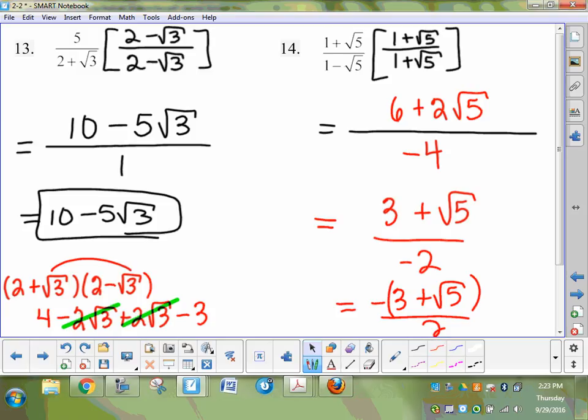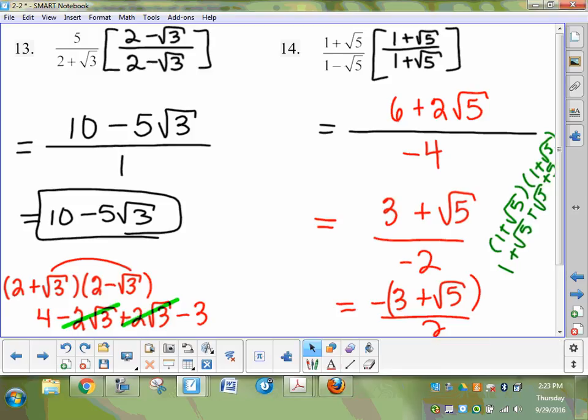If we needed to see this done out, 1 plus root 5 and 1 plus root 5, that's going to be 1 plus root 5 and then plus root 5 plus 5. That's why it's 6 plus 2 roots of 5.